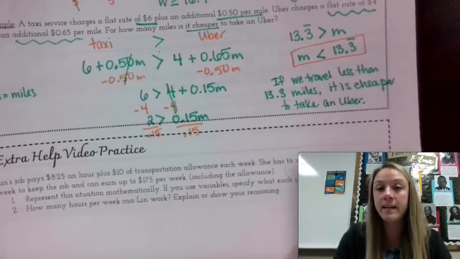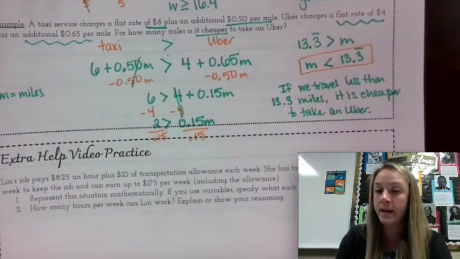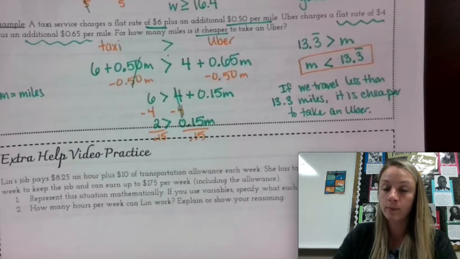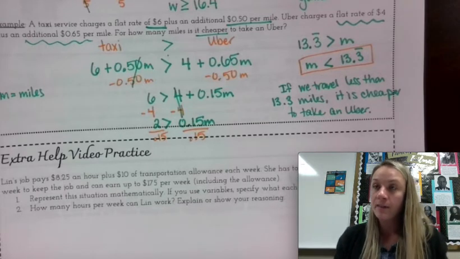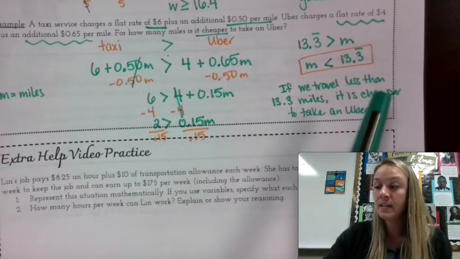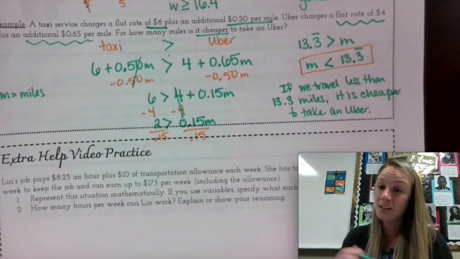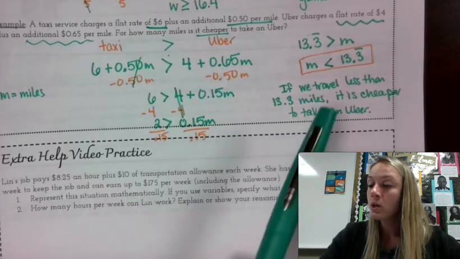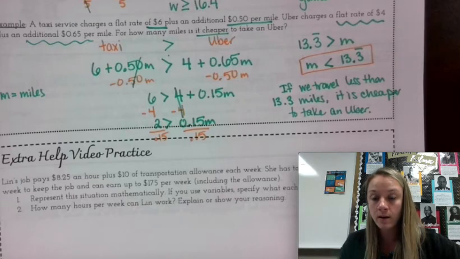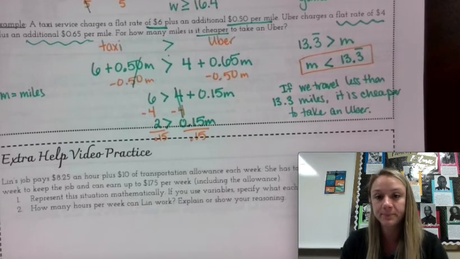Okay, so if we're planning out a trip and I know that it's only 8 miles, I would hire Uber because Uber would be cheaper than the taxi service. If I'm traveling and it's going to be like 15 miles, 15 is more than 13.3, the taxi service would actually be cheaper. So this helps us know which company to go with to save the most money. So we did it.